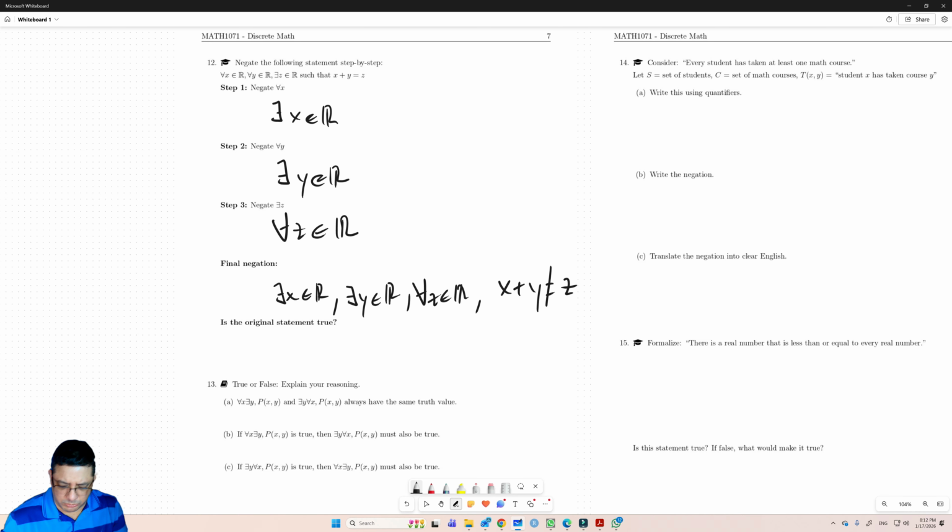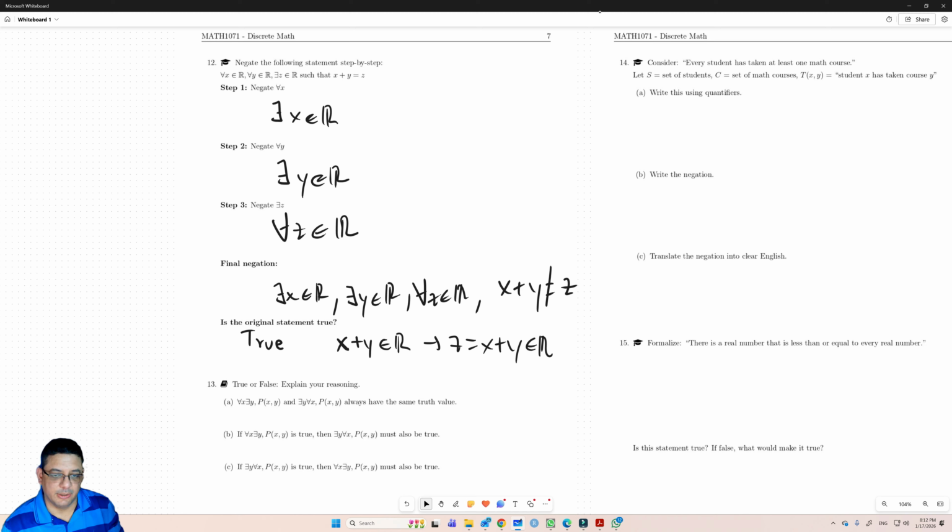Now we want to know if the original statement is true. And yeah, this is true. In general, for any two real numbers, x plus y is also a real number. So you can consider that your new c. Given x plus y belongs to the real numbers, we can call c equals x plus y, and that is also going to be a real number that works.